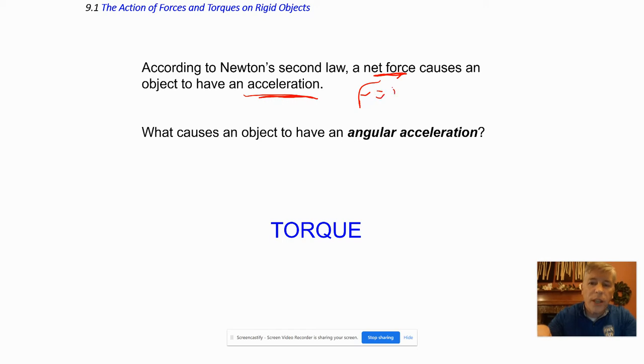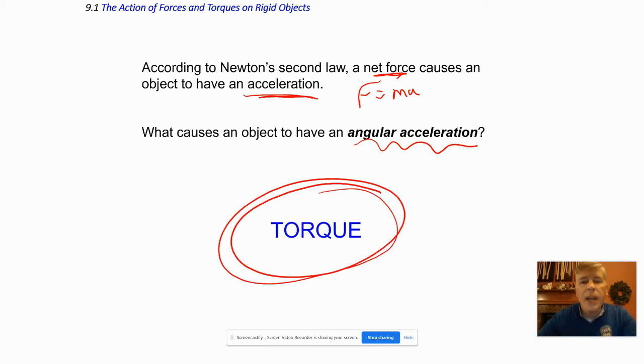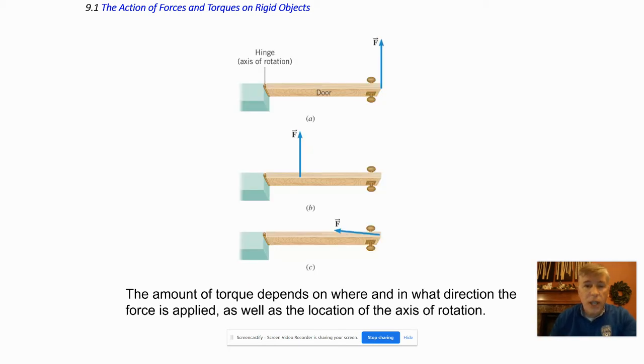According to Newton's second law, we know a net force is needed to cause an acceleration. That's good old F equals ma. So, what causes an angular acceleration? Well, we have a brand new term. We have a thing called torque. And torque is what is actually going to cause the angular acceleration or the spin or the rotation of something.